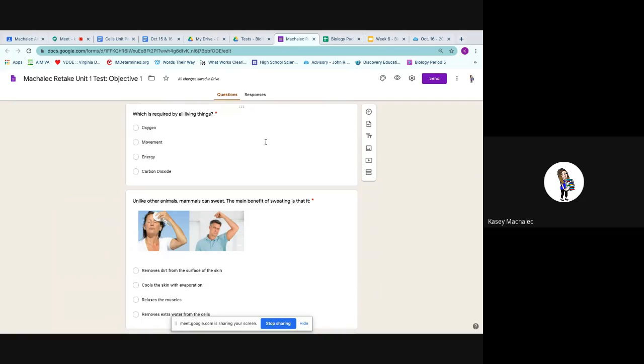The next question says, which is required by all living things? Is it oxygen, movement, energy, or carbon dioxide? What is required by all living things?